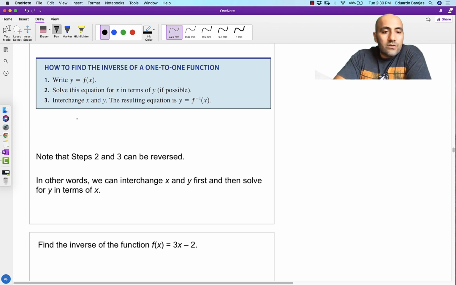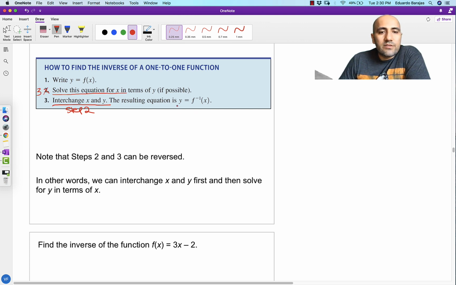So what I like to do is this. I like to do this step first and then this step second. So me personally, I like to do this as step number 2. And then this as step number 3, myself. And then this is the final part. The resulting equation is this.